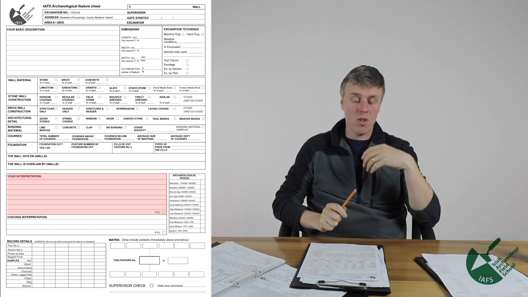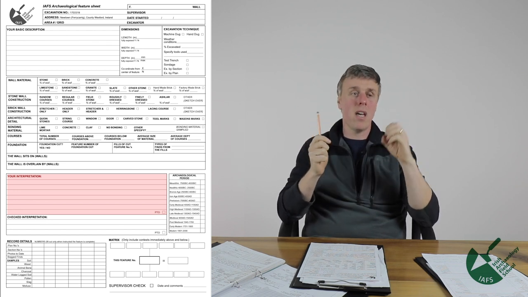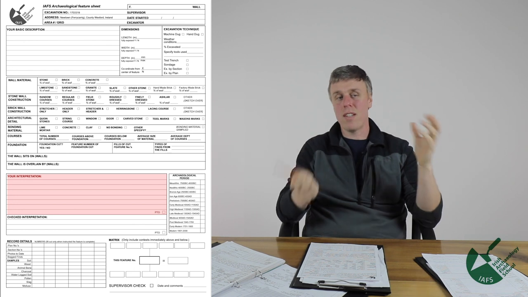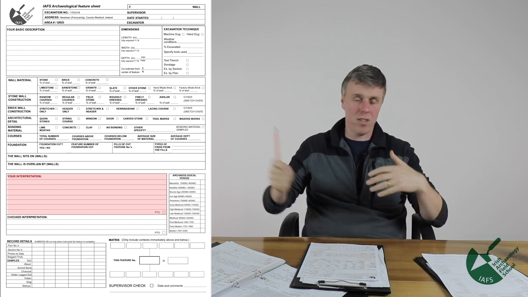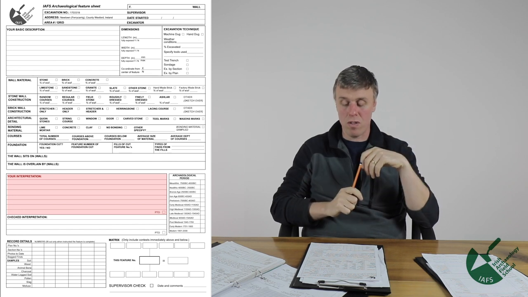Again, with the interpretation, a wall is a significant archaeological feature, maybe part of a distinct structure. So your interpretation tends to be quite long. How do the walls join in together? What orientation were they? What sort of structure did it make? Were the foundations different for different walls? Because that could indicate phasing. Was the composition of the walls different from the east and the west, or the north and the south? Because again, that could indicate alterations or phasing through time. So you tend to put quite a large amount of interpretation into the wall section.